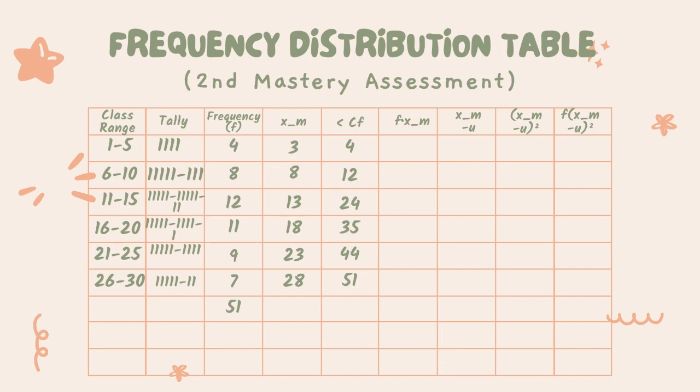Next is f times x sub m, where we will just multiply the frequency by the x sub m. So 4 times 3 is 12, 8 times 8 is 64, 12 times 13 is 156, 11 times 18 is 198, 9 times 23 is 207, and 7 times 28 is 196. Now if we add it all, the total sum of the f times x sub m is 833.